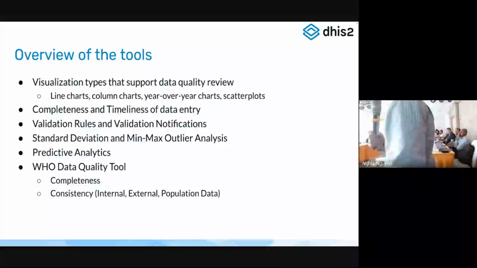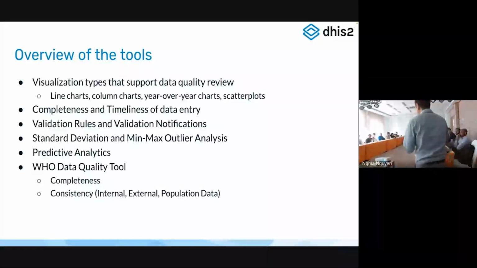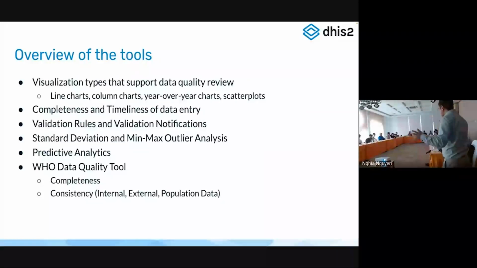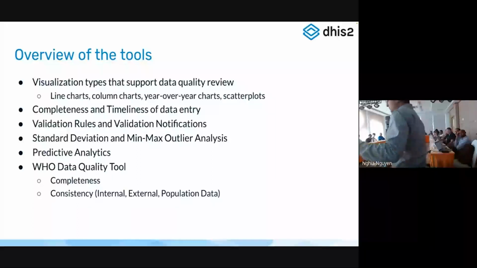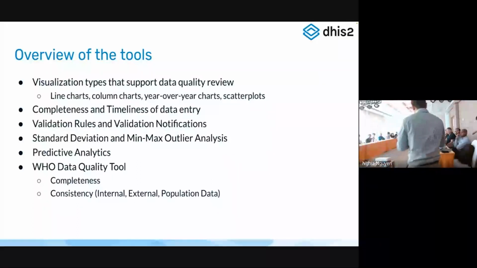We'll discuss completeness and timeliness and what that looks like, validation rules and validation notifications, different types of outlier analysis, including based on standard deviations, as well as this minimum and maximum outlier analysis. We'll also talk about predictive analytics and how we can apply this for the purposes of reviewing data quality.